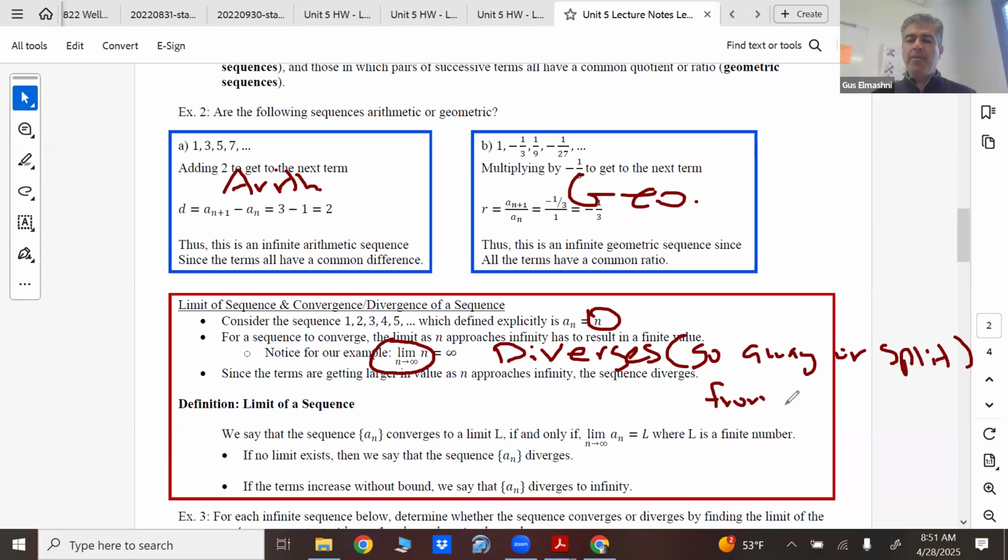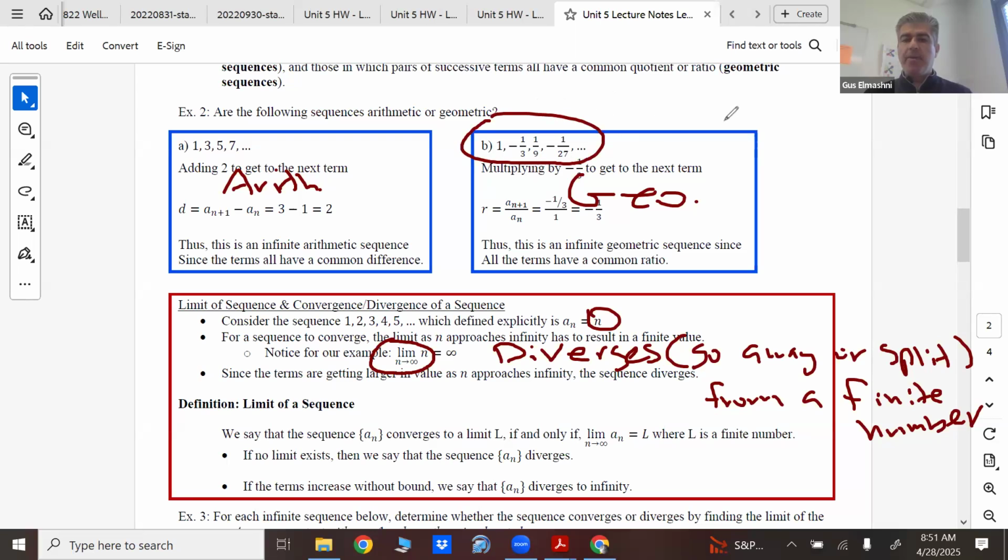To go away or split from a finite number, whereas convergence means it comes towards a number, right? So the limit exists. Does the limit exist for the example I just talked about? No, it does not exist. Would it exist for, say, part B?